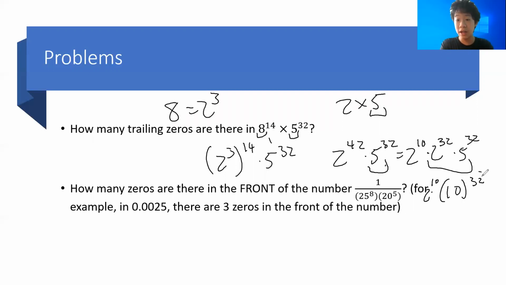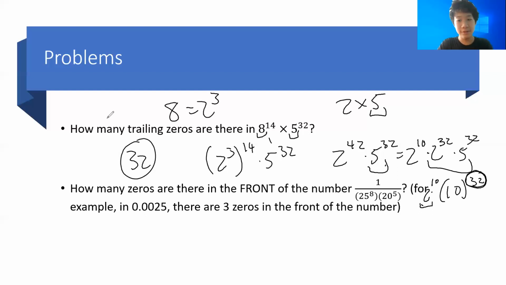As you can see here, we only have 32 tens here. And then 2 to the 10th, that's 1024. That doesn't have a trailing zero. Okay? And obviously, that's because it's not a 10, right? So we have 32 tens. So that's the answer, 32.